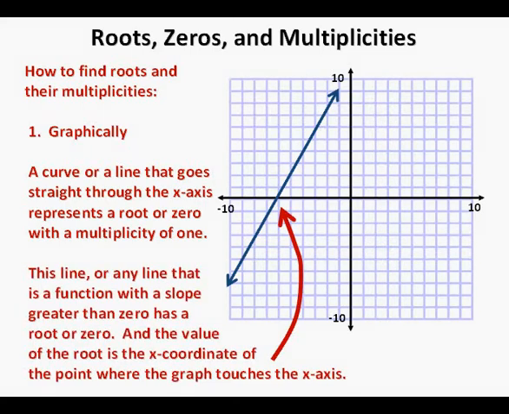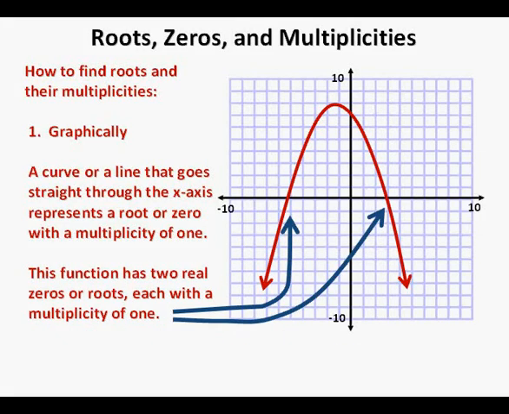For instance, this line going through the x-axis has a 0 with a multiplicity of 1, and the value of that root or 0 is the x-coordinate of the point where the graph touches the x-axis. The value of this root looks to be about negative 6. Next, this quadratic function has two roots, each with a multiplicity of 1.